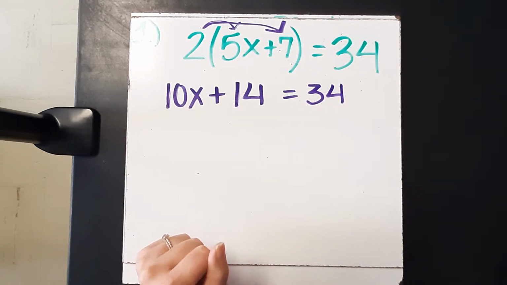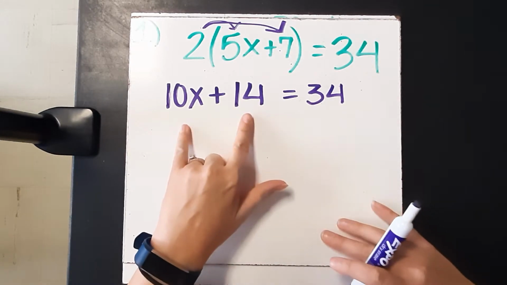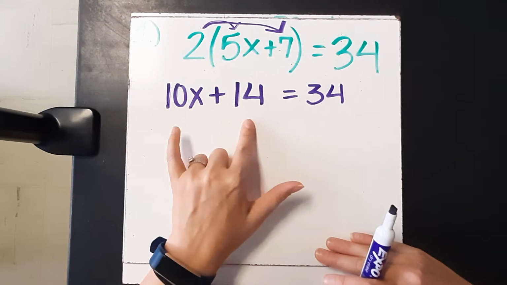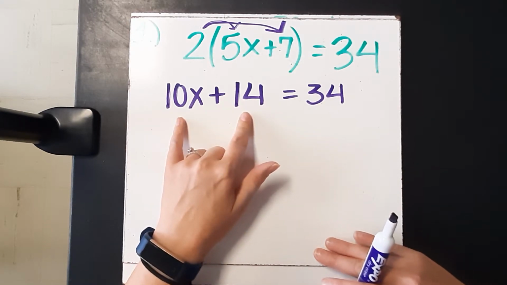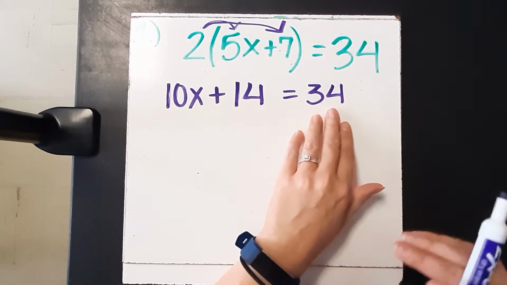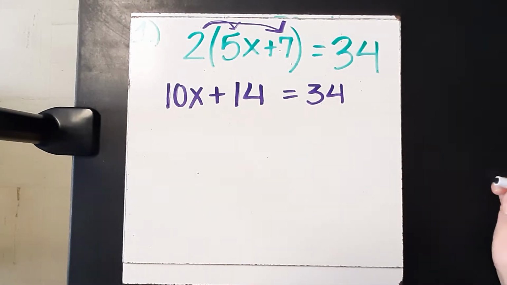Our next step is to combine like terms on each side of the equal sign. If you look on the left side, we have 10x and 14. Since those are not like terms, we don't have anything to combine. On the right side, we just have 34. So again, there aren't any like terms to combine. We can go ahead and follow SADMEP.